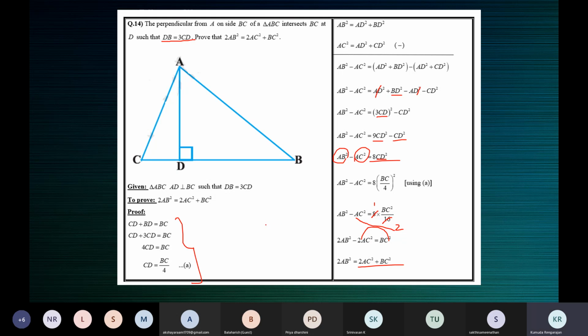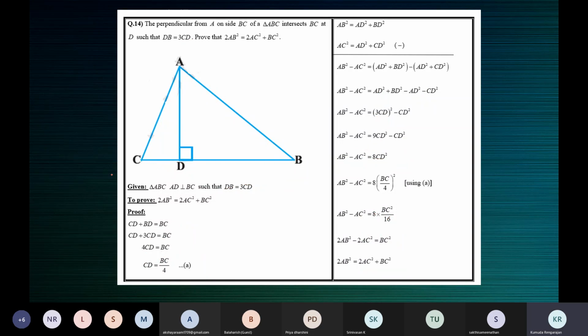Now let's understand how we wrote CD in terms of BC. We know that CD plus BD is equal to BC. Now BD is given to be 3 times CD. So 4 CD is equal to BC. So CD is equal to BC by 4. So we have written CD in terms of BC because we want to take away CD and we want to introduce BC. So if you take away CD, what will you write in place of CD? BC by 4.